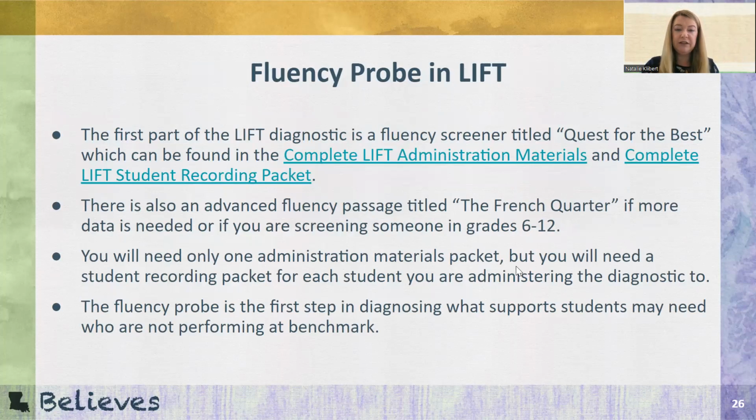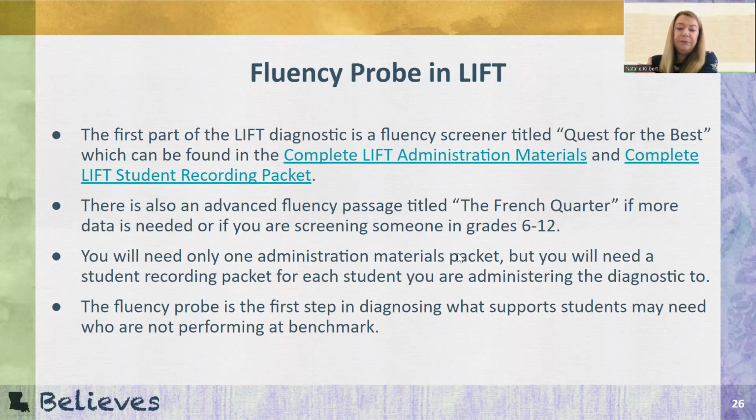So the first part of the LIFT diagnostic, I'm going to show you where that's at, is a fluency screener titled Quest for the Best, and it can be found in our administration materials as well as the student recording packet. And there's also an advanced fluency passage titled The French Quarter, and this one might be more appropriate for your students in grades 6 through 12. Unless you already know this is a really struggling reader, I would still administer Quest for the Best. Okay, you'll need only one administration materials packet, but you'll need a student recording packet for each and every student that you're administering the diagnostic to.